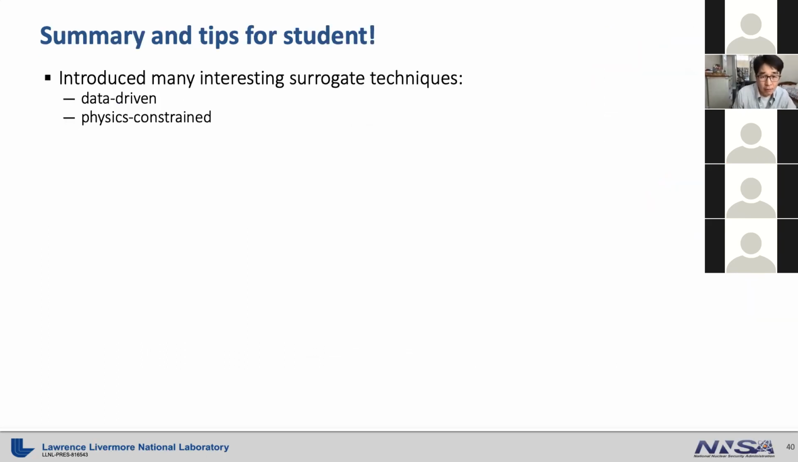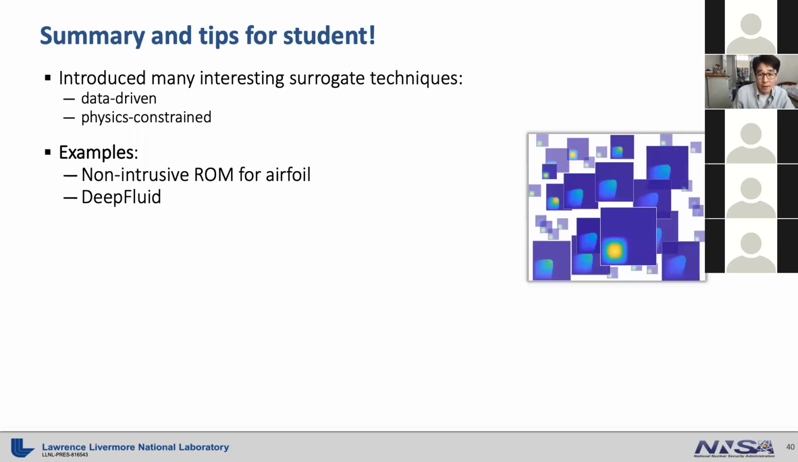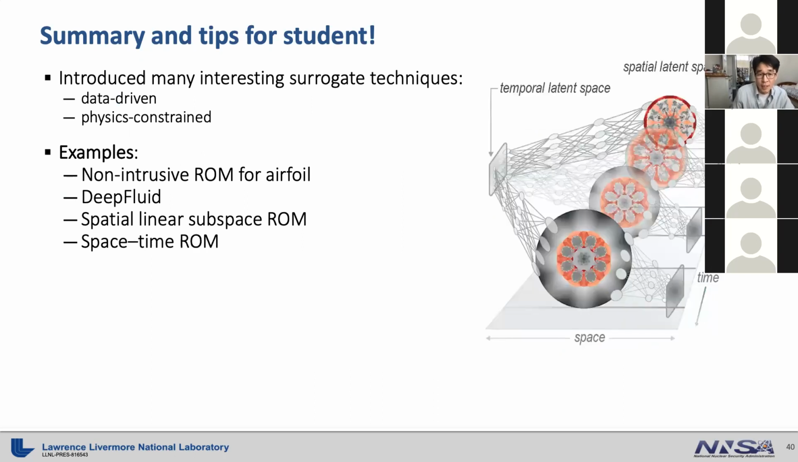Okay, now let me conclude the talk with a summary. I hope I have introduced many interesting reduced order model techniques, physics constraints, and data-driven approaches. The examples I have shown you include the non-intrusive reduced models for airfoil and another black box approach, deep fluid, on 2D Burgers equations, and the time-windowing reduced order models for Lagrangian hydrodynamics problems, the Sedov blast problem, and the space-time reduced models that achieve around 2,700 times speedup for large-scale transport problems.